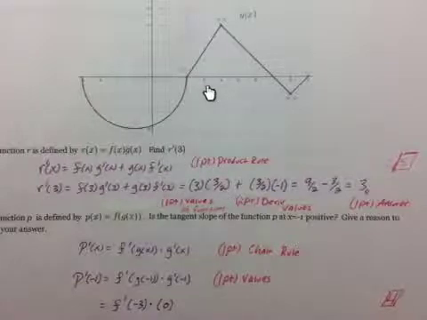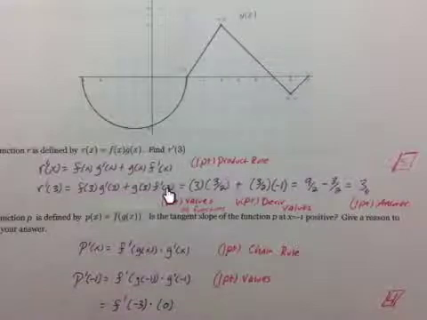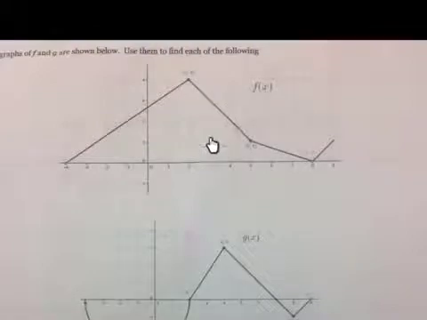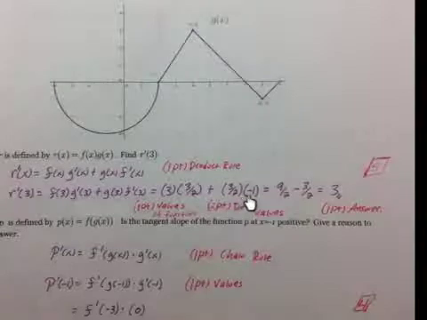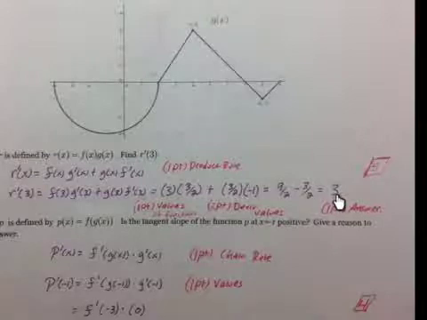G of 3, the value of the graph of g, also happens to be 3 over 2 because it's at 1.5 on the y-axis. And then the last piece is going to be the derivative of f at 3. So the derivative of f at 3 is measuring the slope of this line segment at 3. So this line segment has a slope of negative 1. It's down 1 over 1. So that's how I get this value to be negative 1. So you simplify all of this, and you end up with a 3 as your answer.